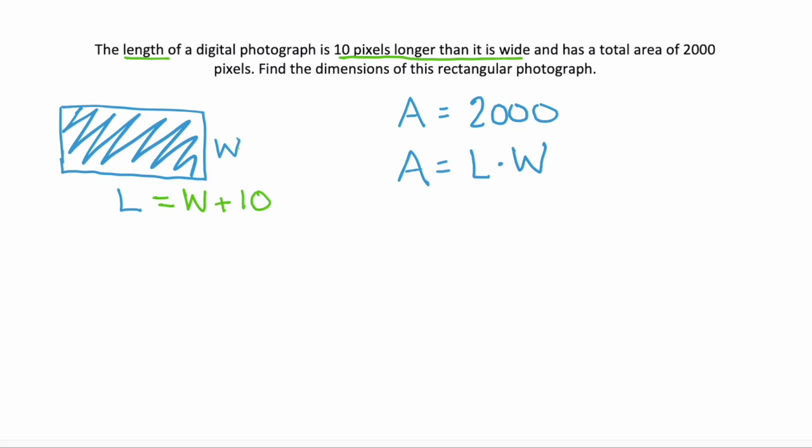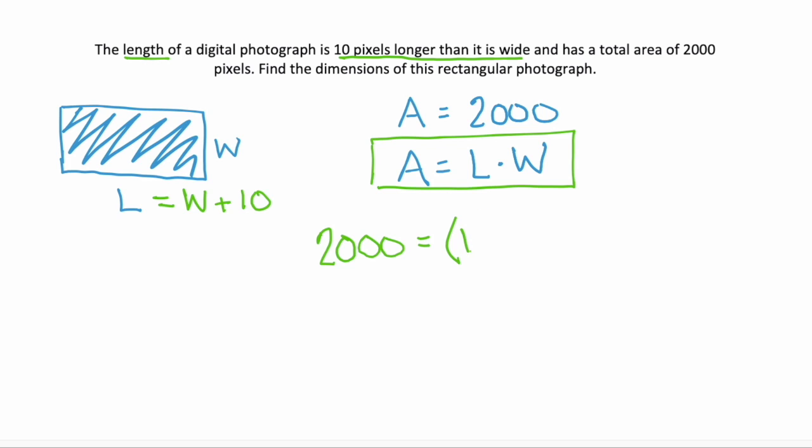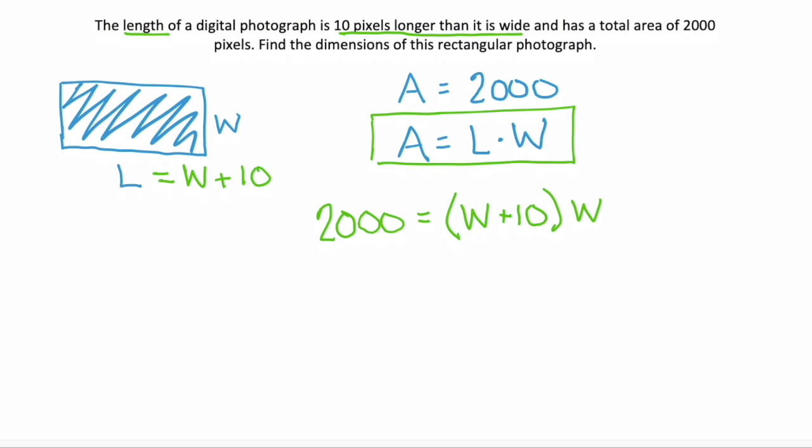Substituting our length, our width, and our area into our area formula, we know 2,000, our area, has to equal our length, which is width plus 10, times the width. Now, in order to find the dimensions, we need to first expand this and then turn it into a polynomial in standard form. So on the right-hand side, we need to distribute this w through that binomial. And we get w squared plus 10w.